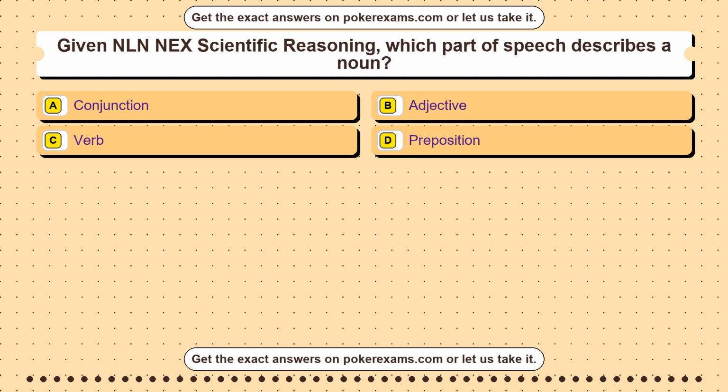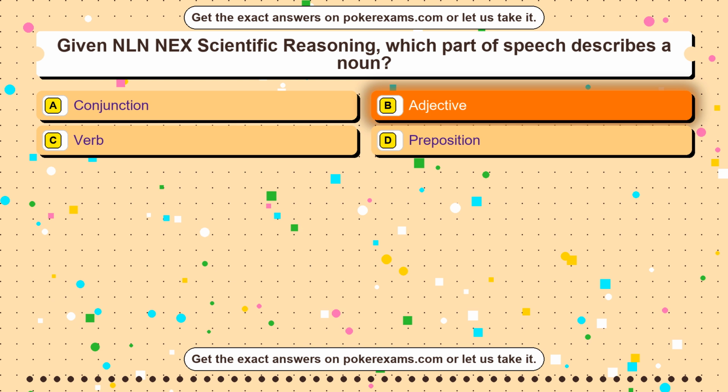Question 48. Given GED Science Practice Test, which source would best support a historical claim? Option A Advertisement slogan. Option B Primary document. Option C Random comment. Option D Cartoon only. The correct answer is option B.